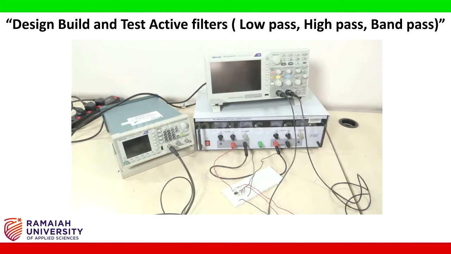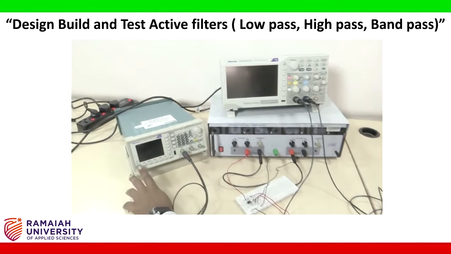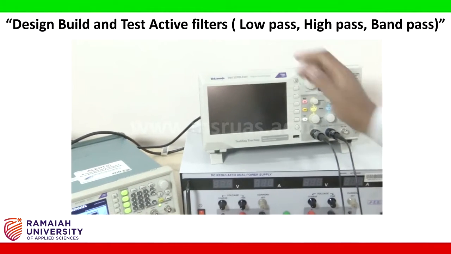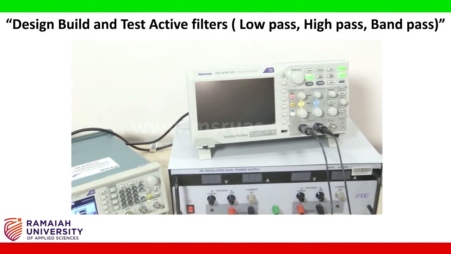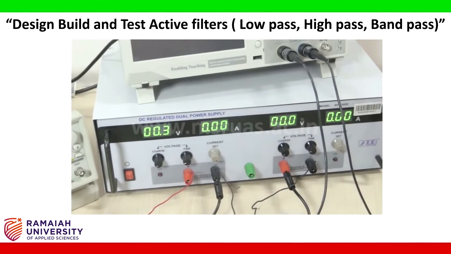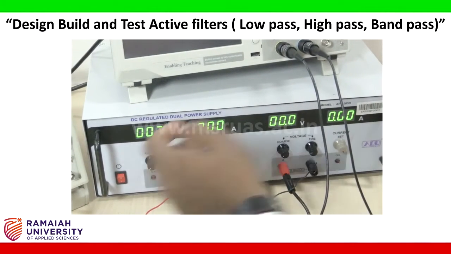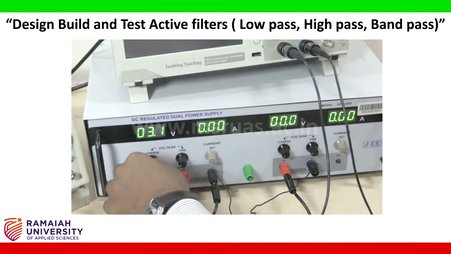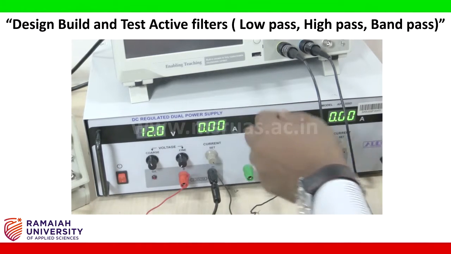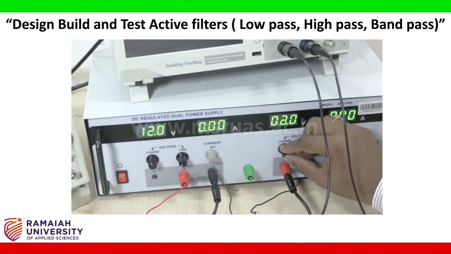So now I am going to switch on the signal generator, digital oscilloscope, and DC regulated dual power supply. I want to set this DC regulated power supply to 12 volt in both the terminals. This side also I need to set to 12 volt.